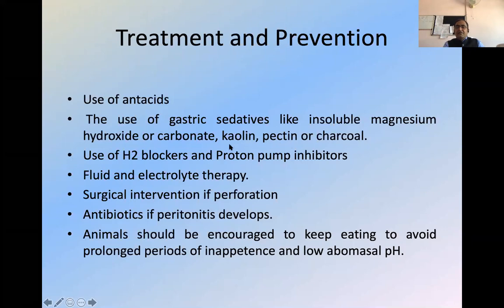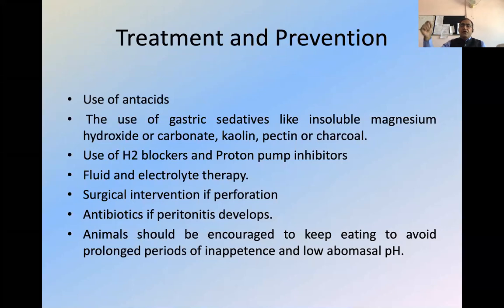These are Indian pharmacopoeia drugs still available in the market, and most of the Ayurveda-like drugs contain kaolin and pectin, and we can even go for charcoal. These are some of the medications we use for the treatment of abomasitis. Now we can also use H2 blockers or proton pump inhibitors. Sometimes when you feel hyperacidity, the doctor gives ranitidine, cimetidine, Esiloc injection. Many trade names are there.